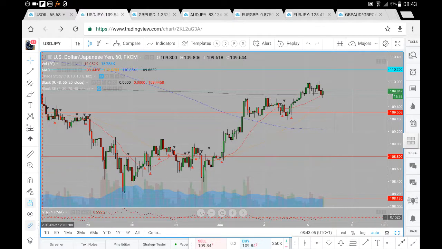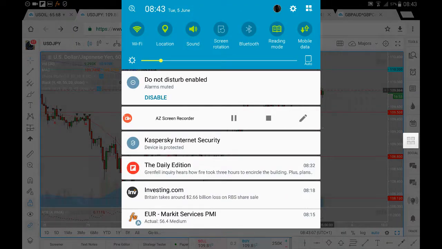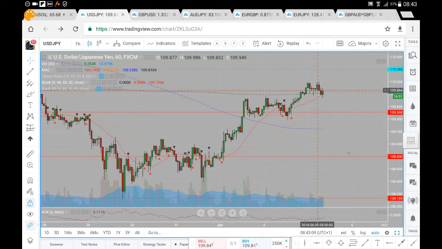So this is the US dollar Japanese yen analysis for Tuesday, 5th of June. Now let's have a look at where prices are and where prices may likely go. Previously we had prices coming pretty close towards a test of that 400 period moving average. Instead, we saw a breakdown towards that 109.50.